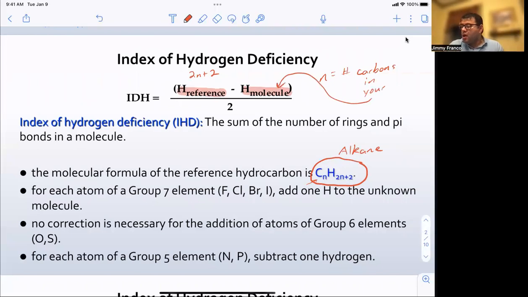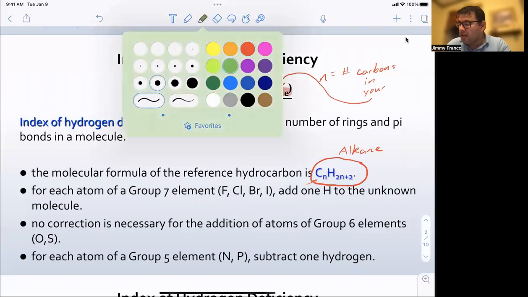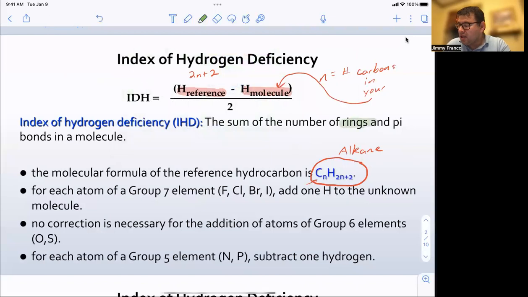Okay? The reason we're going to use this is it's going to be able to tell us if we have any rings or pi bonds. All right, so every ring is going to count for 1 hydrogen efficiency. Every pi bond is going to count for 1 hydrogen efficiency. So if you get a molecule with 3 hydrogen efficiencies, it means you have some combination of that. Either 3 rings, 1 ring and 2 pi bonds, 3 pi bonds, any combination.